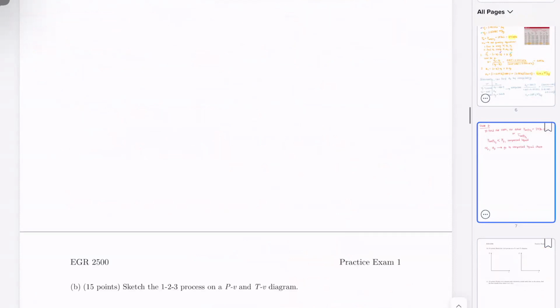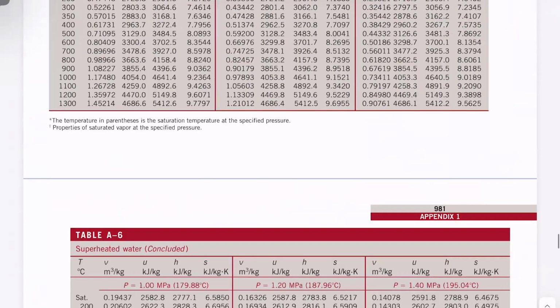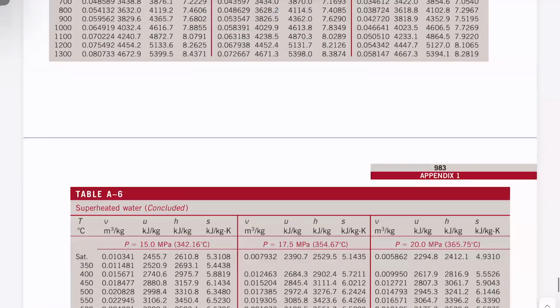Okay, so let's do that. Okay, we got compressed liquid.